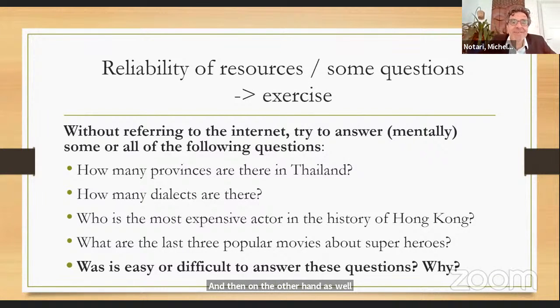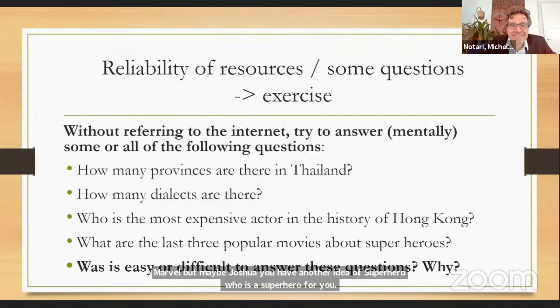Joshua says, of course, the last question: what are the last three popular movies about superheroes? Well, you can say it's a bit of a subjective question, but if you look at the term superhero from the point of view of the most watched or most cited, I'm talking about the ones in Marvel. But maybe Joshua, you have another idea of superhero. Who is a superhero for you?